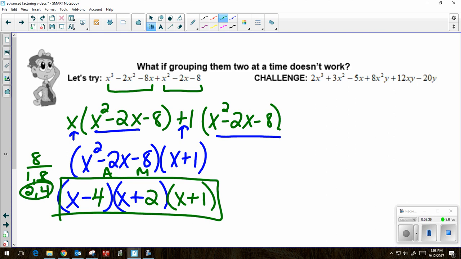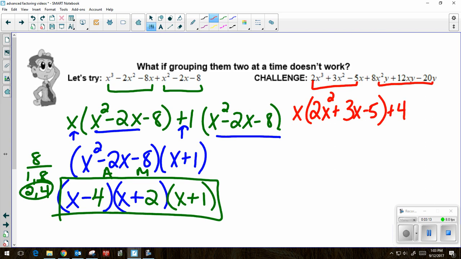Now, if we take a look at this other one I have here, this is a challenge, and only because there are multiple variables happening. But I'm going to do it the same way. I've already done this one, so I have a hint here. I'm going to tell you that grouping 2 at a time doesn't work, but of course you could always start by doing that. So if I group them 3 at a time, my GCF is x, and I'm left with 2x squared plus 3x minus 5. And now if I look at my next 3, they can all be divided by 4 and a y. So my GCF is a 4y.